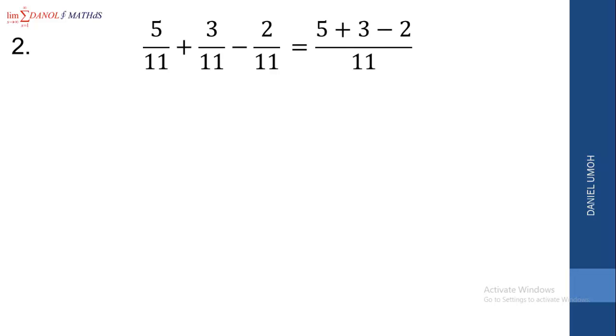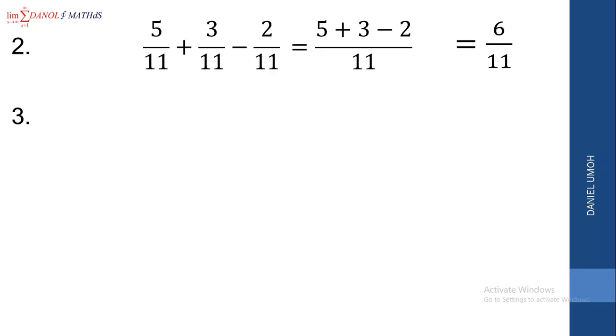Okay, let's look at example 2. Example 2 says 5/11 plus 3/11 minus 2/11. Of course, you can see that all these fractions have the same denominator, which is 11. So we are going to simply operate on the numerators. So this is equals to 5 plus 3 minus 2 all over the common denominator, which is what? 11. So 5 plus 3 is 8, then 8 minus 2 is what? 6 all over what? 11, the common denominator. So that is the answer. It's as simple as that.